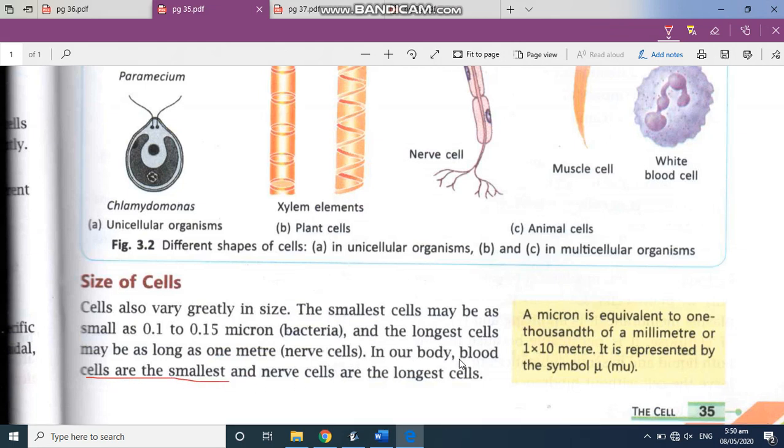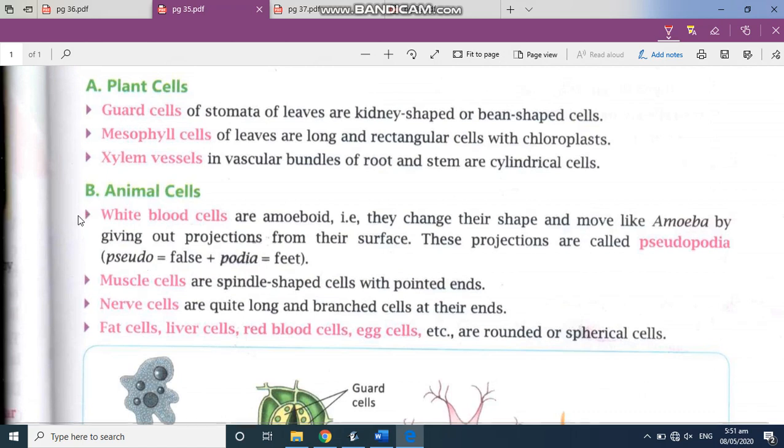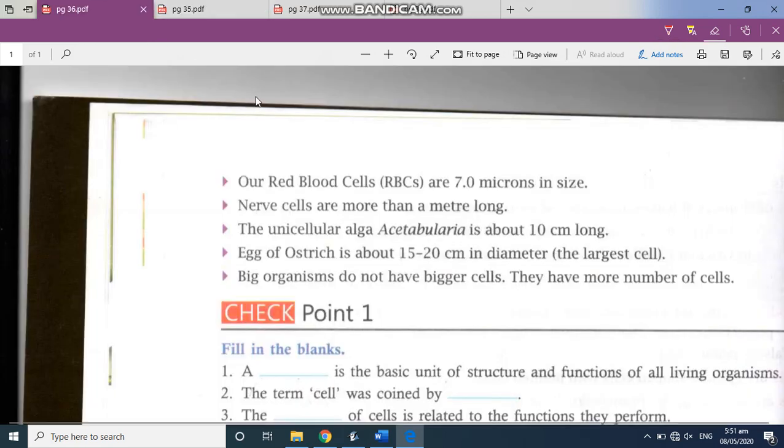You can underline: blood cells are the smallest and the nerve cells are the longest cells in the body. And then all these points, these names, you can remember. You can mark, we need to remember these names of the plant and the animal cell. You can also see underlined here: nerve cell, long and branched; fat liver; RBC, round and spherical in shape. Then we come to the next page.